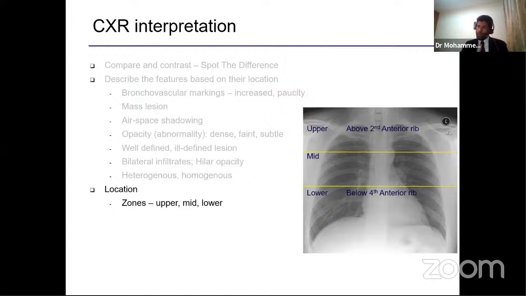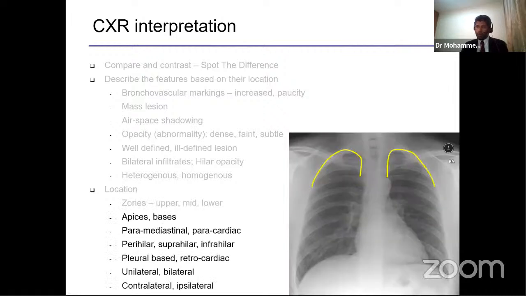And we also obviously need to look at the zones, because we are not commenting on lobes on the chest X-ray. And it's important to look at the apices, the bases, especially the retrocardiac area, and basically have a second look at the key areas to make sure that we are not missing anything.